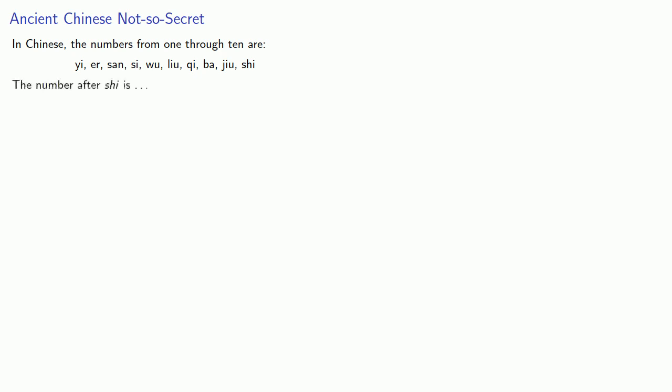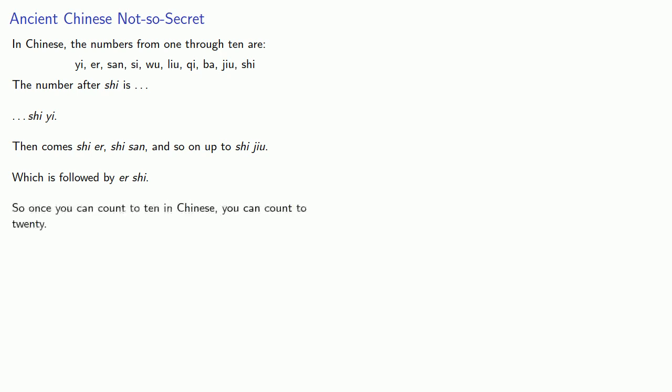And in fact, by way of comparison, let's consider the following. In Chinese, the numbers from 1 through 10 are, in my mangled Mandarin, Yi, Er, San, Si, Wu, Liu, Qi, Ba, Jiu, Shi. The number after Shi, 10, is Shi Yi, 10 and 1. Then comes Shi Er, Shi San, and so on, up to Shi Jiu, 10 and 9, which is followed by Er Shi, two tens.